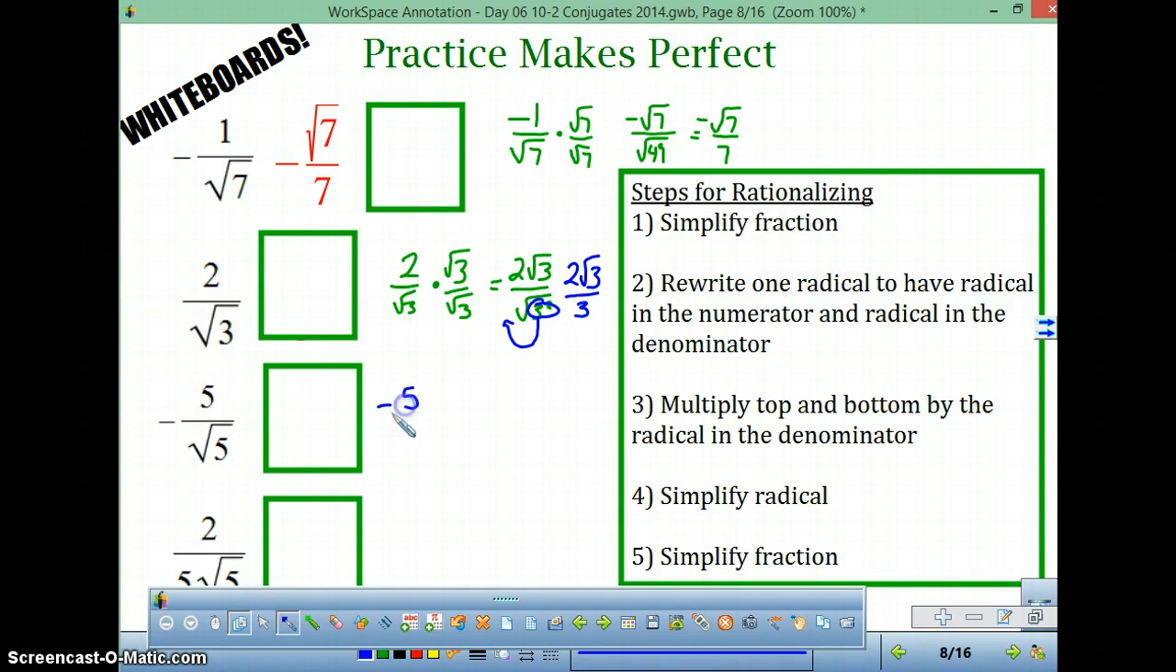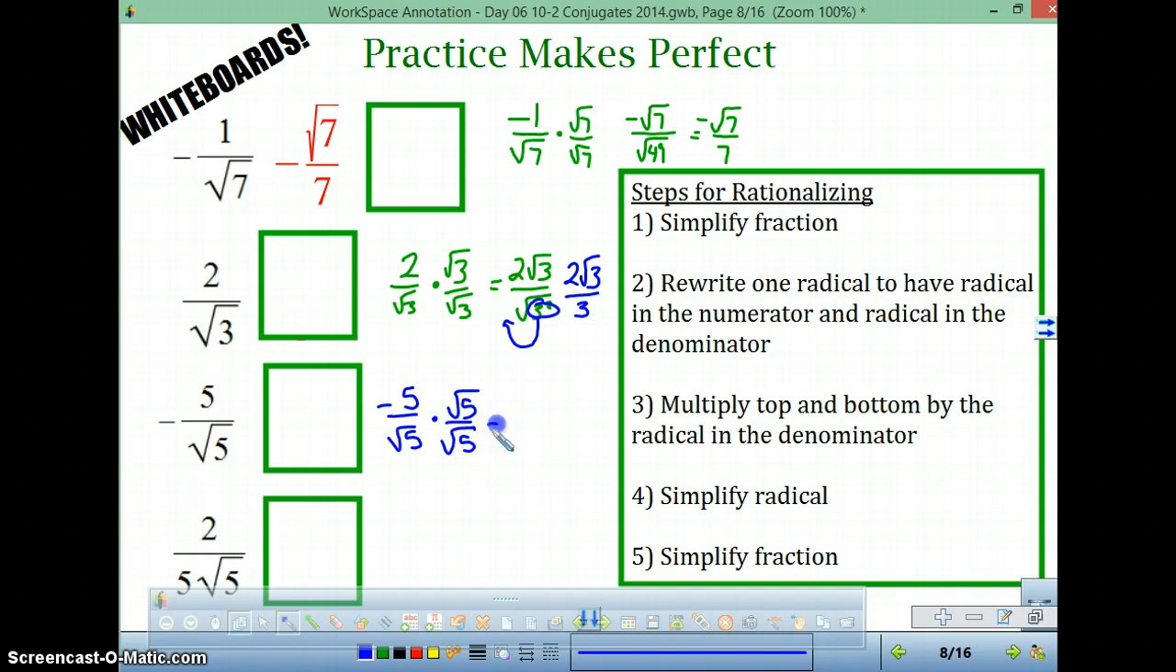Negative 5 over root 5 times root 5 over root 5. Okay. Negative, numerator times numerator is negative 5 root 5. Square root of 5 times square root of 5 is square root of 5 squared. Take that perfect square out, you end up with negative 5 root 5 over 5.